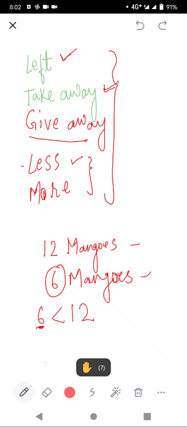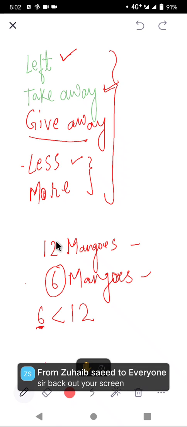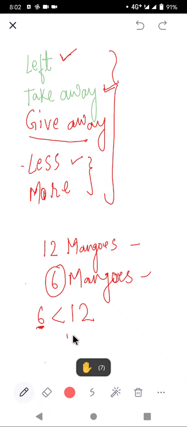So if someone is asking how many fewer mangoes my friend is having than me, what I need to do is subtract 6 from 12. I am having 12 mangoes and my friend is having 6. So to find out how many less my friend is having, we need to subtract it. 12 minus 6 is 6. So my friend is having 6 fewer mangoes.